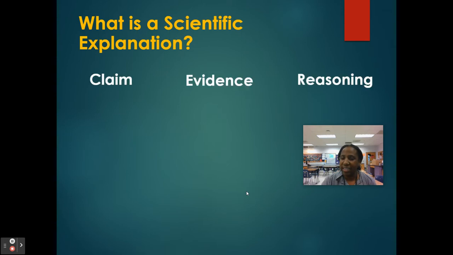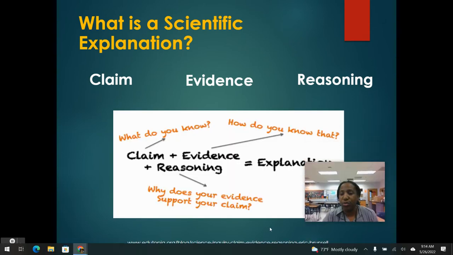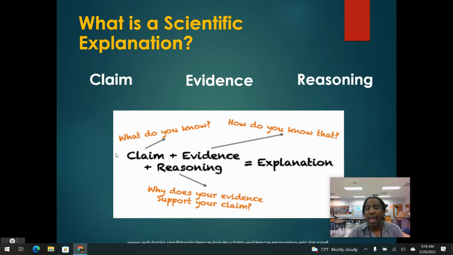All right, so what is a scientific explanation? It's a claim, evidence, reasoning. So in science, that's what we're going to use to explain the things that we're going to be doing. What I would like for you to do now is pause the video, and then I want you to draw this diagram. So a claim is, what do you know? Evidence is, how do you know that? And then your reasoning is, why does your evidence support your claim? That's where those scientific principles come in. And when you put all of that together, you get an explanation. Pause the video and draw your diagram.